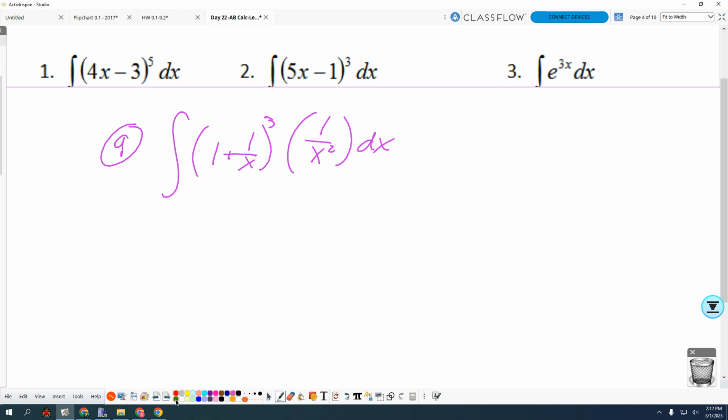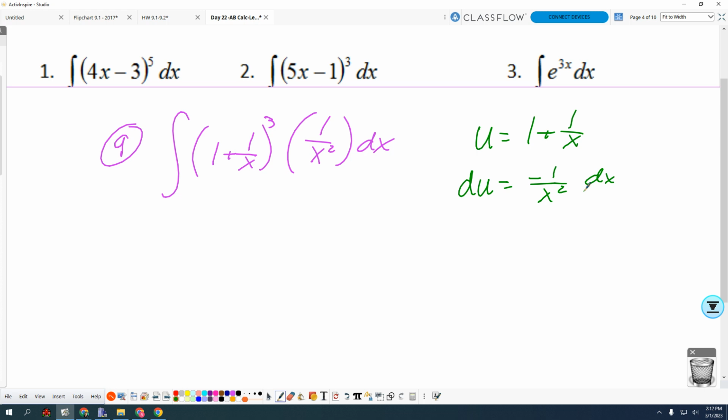What's the u value in this problem? 1 + 1/x. Asher, what's the derivative of u? Well, it would be -1 over x squared. So du is the derivative of that. The 1 goes away. Isaiah? Why is it not ln with absolute value bars?